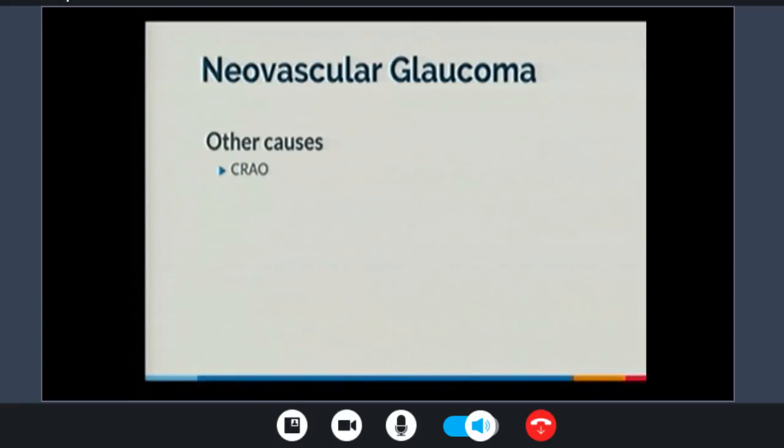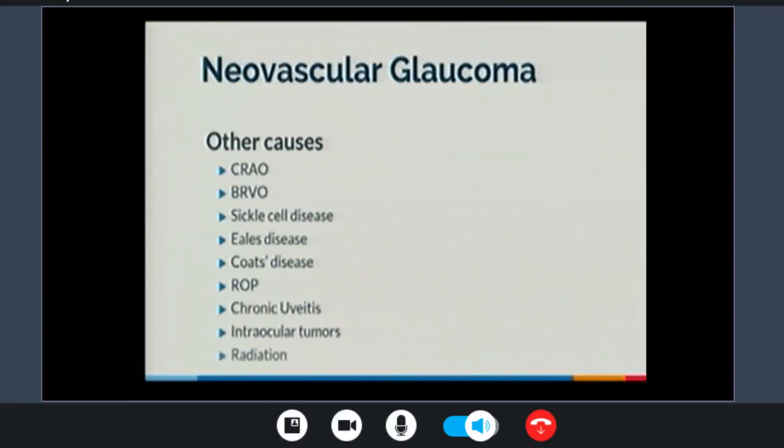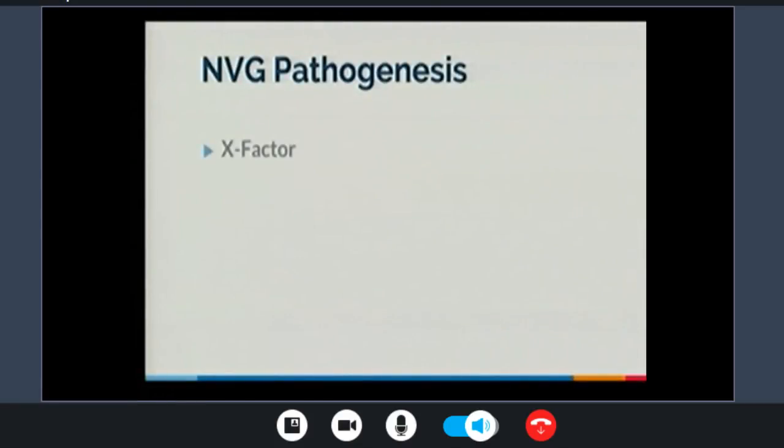Other causes, of course, it's a big list. Probably it's difficult to memorize, but still: central retinal artery occlusion, branch vein occlusion, sickle cell disease, Eales disease, Coats disease, ROP. Most of them, when you look at these things, cause retinal ischemia. And, of course, intraocular tumors and radiation. So in the majority of cases, once you see a patient with neovascular glaucoma, look for retinal ischemia, regardless of the cause. There is retinal ischemia in the vast majority of cases, if not all.